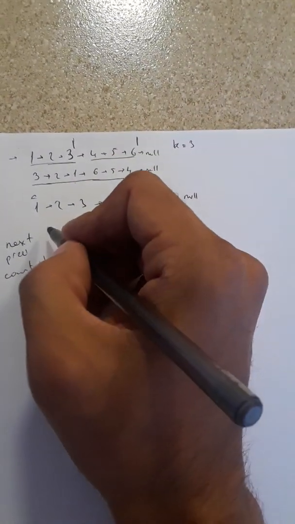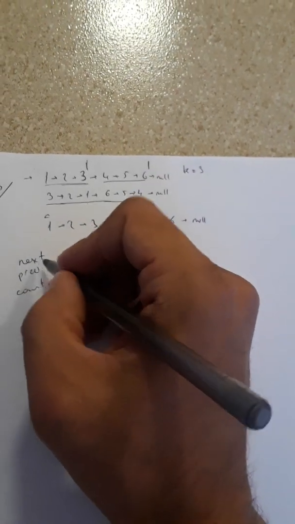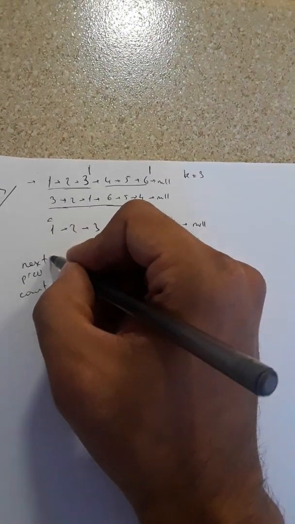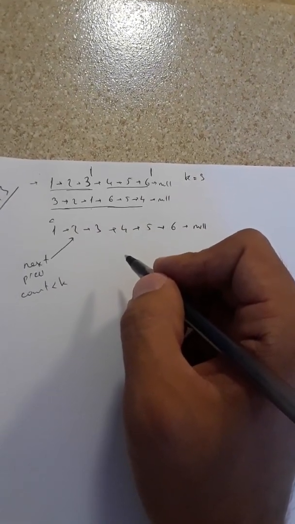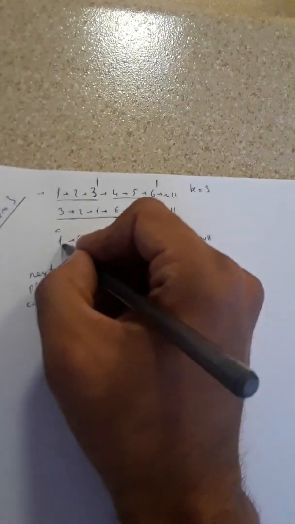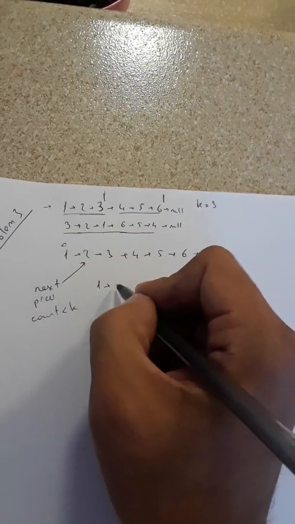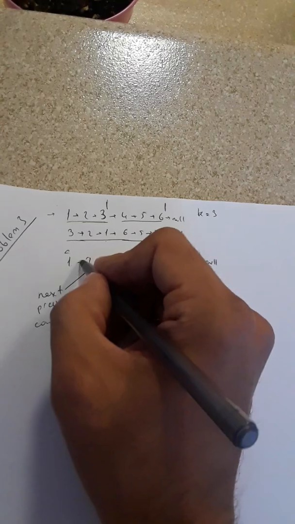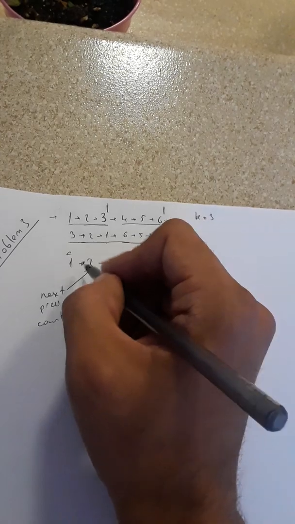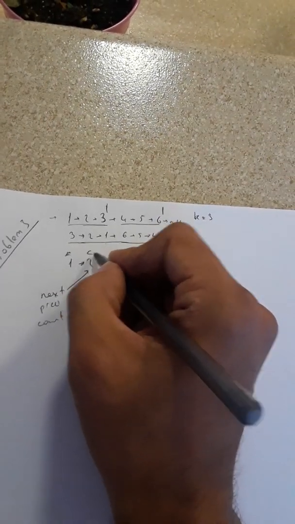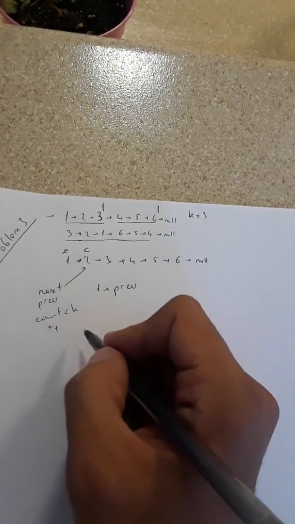At this time, we will point our next to the current next. So next node will be pointing to the current next. Then we will change our current next to previous. So current next will be pointing to previous instead of 2. Then we will move our current to the next one, and at the same time we will increment our counter.